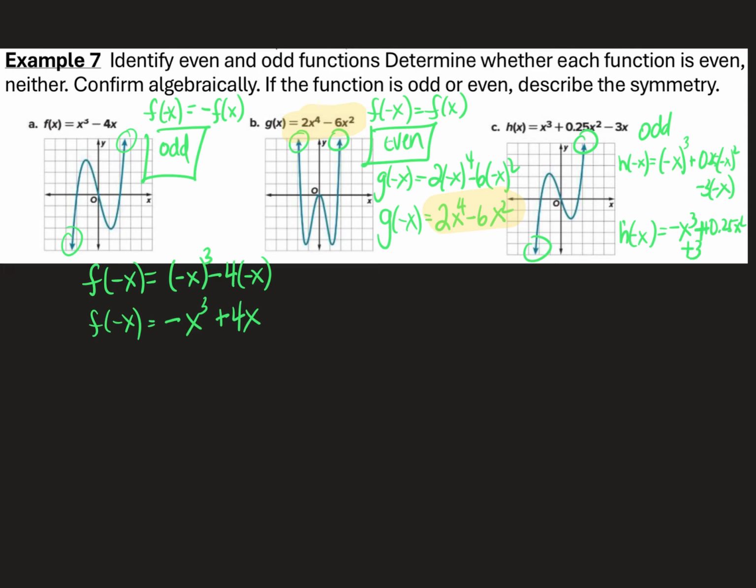So what I want to know is, is h of negative x the same as the opposite of h of x? So if I take the opposite of x cubed, I get negative x cubed. Yes, it is. If I take the opposite of plus 0.25x squared, I get minus 0.25x squared. Is that true? No. So this one is neither even nor odd. Neither or none. That's the answer to that last problem.